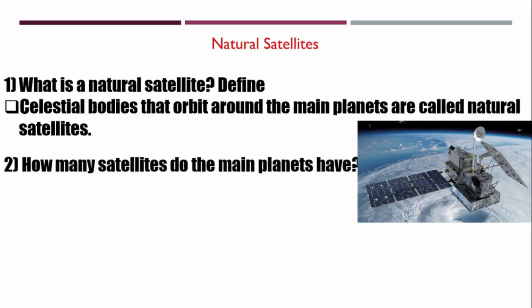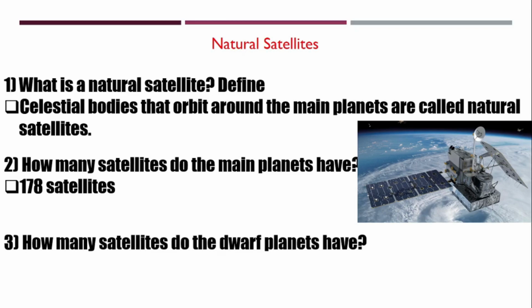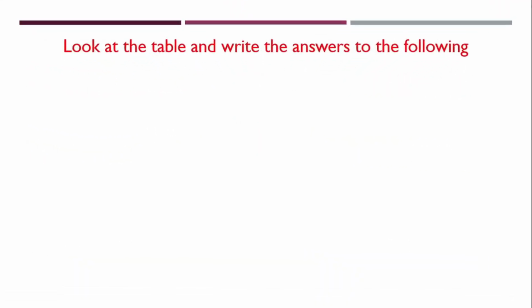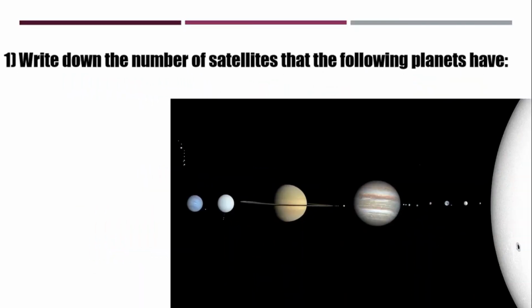How many satellites do the main planets have? There are 178 satellites. How many satellites do the dwarf planets have? There are 8 satellites. Look at the table and write the answers to the following. Here is the table. Write down the number of satellites that the following planets have.